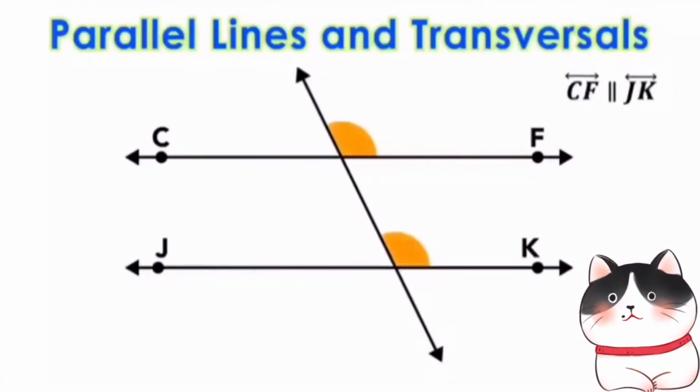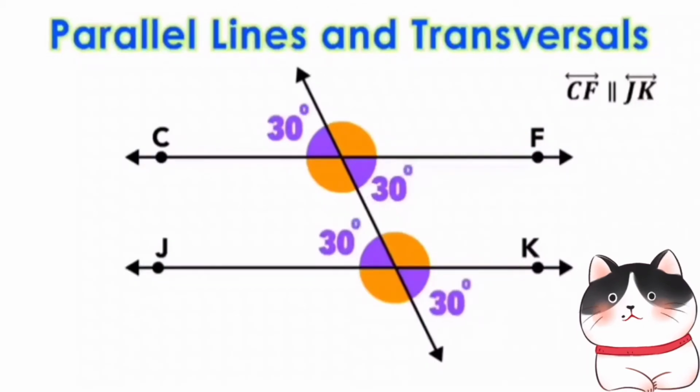So now let's go ahead and look at another example of parallel lines cut by a transversal. And we'll try to make some generalizations about the relationship between the angles that are formed. So let's just say that we know that one of those purple angles has a measure of 30 degrees. Because we know that corresponding angles are congruent and that vertical angles are congruent, we know that all of the purple angles have a measure of 30 degrees.